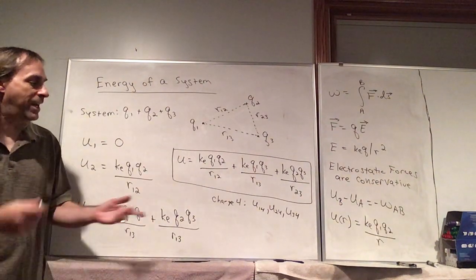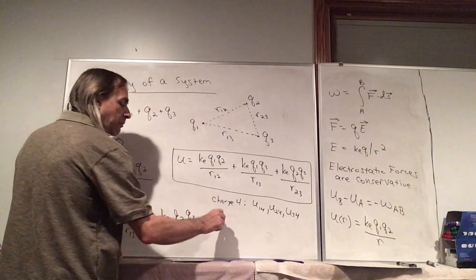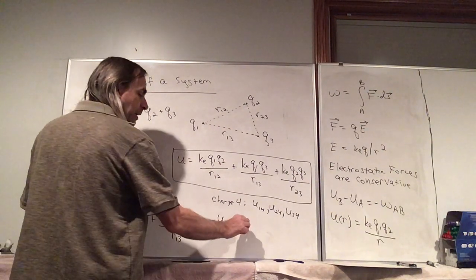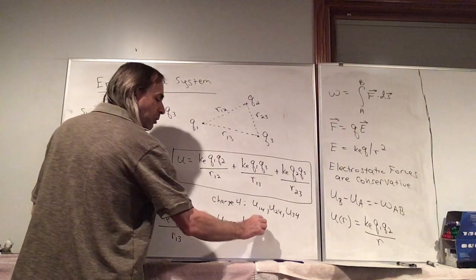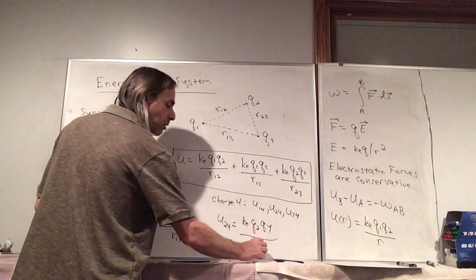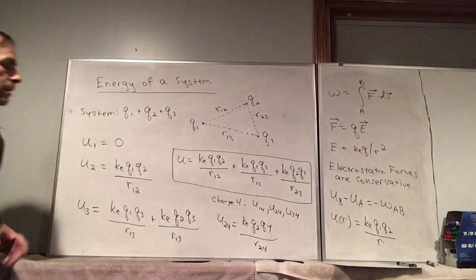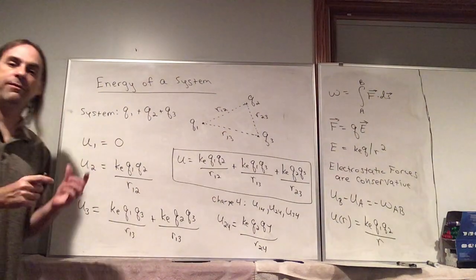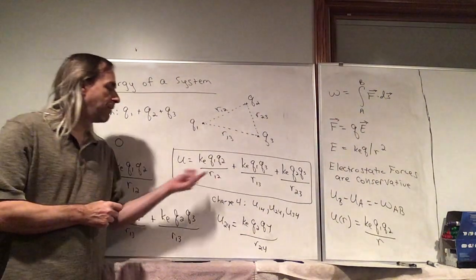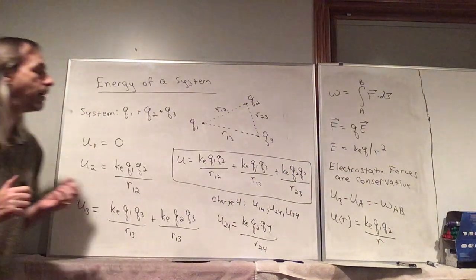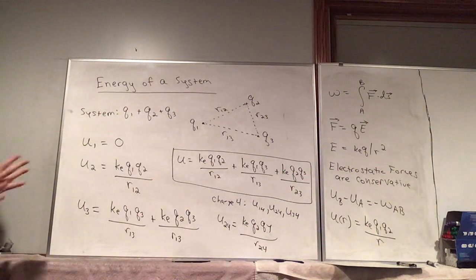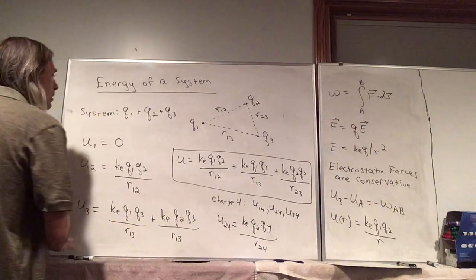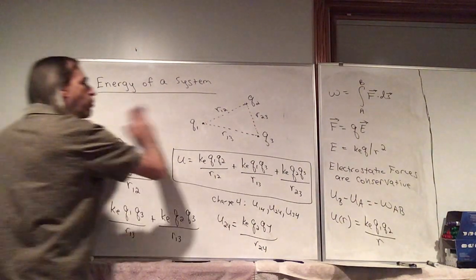And so let's just look at U24. Let's just write one down. This would be KE Q2 Q4 over R24. So each of these terms, basically you have this product of the 2 charges that are interacting divided by the distance between them. And so again, you could write this as a summation. Let's do that, just like a general result.